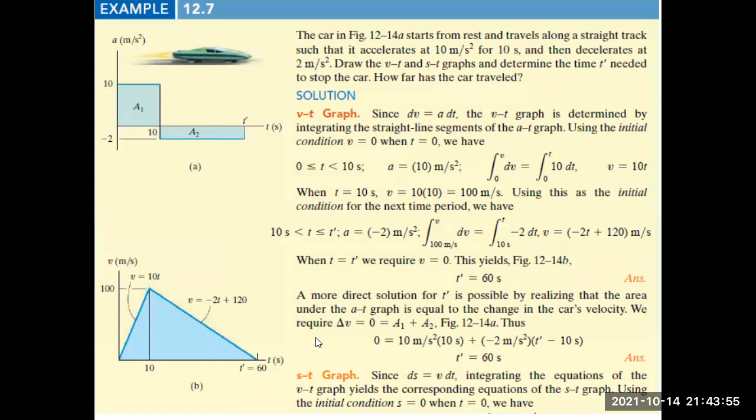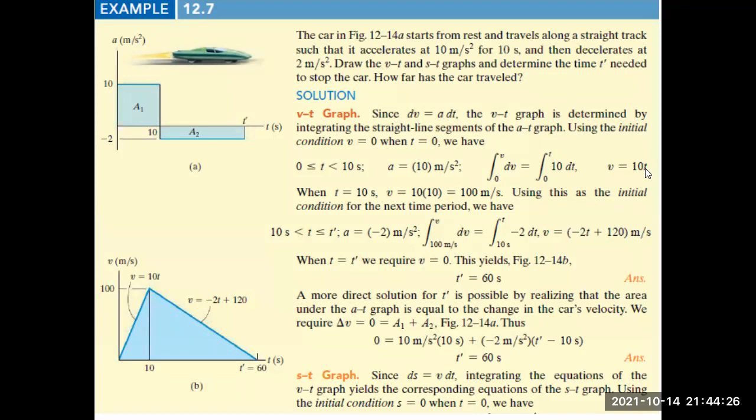So what we need to do now is to plot V versus T. To plot V versus T, and you have A versus T, so you just get the integral of A versus T. For this part, you get the integral for this part, okay? And you plot V versus T. Once you get the integral, you're going to get V is equal to 10T, okay? V is equal to 10 times T, okay?